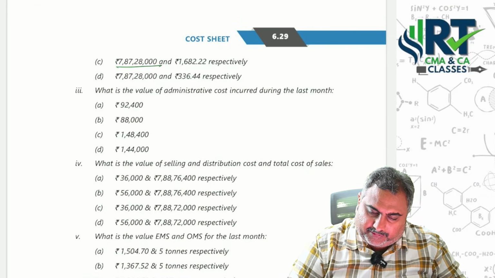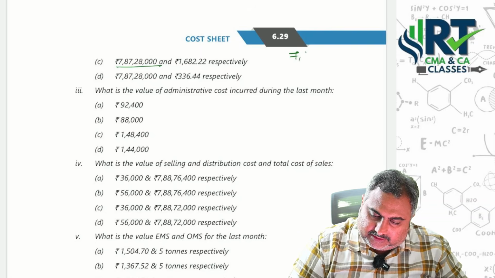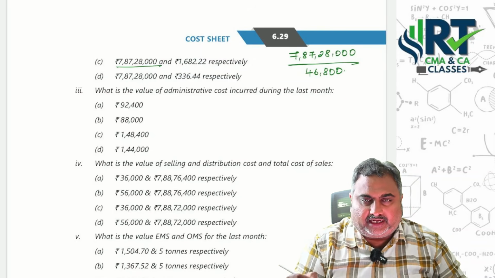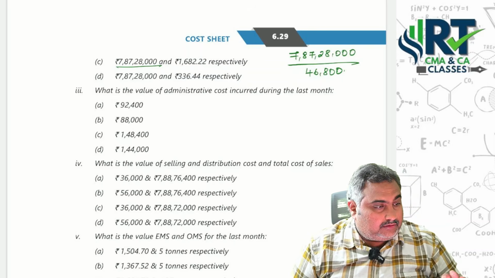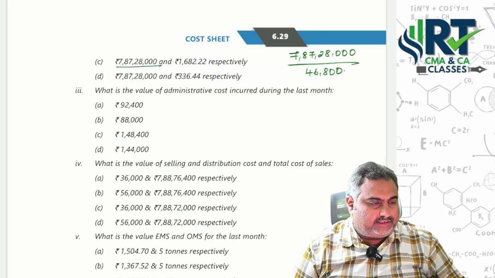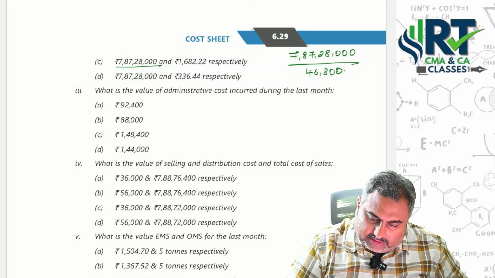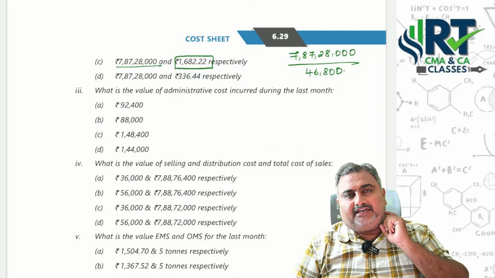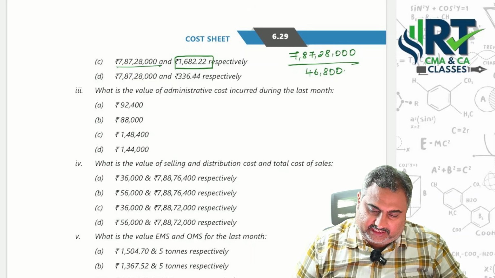This one, and per shift equal to 7 crore 87 lakh 28,000 divided by totally 46,800 man shifts. So that is equal to 7 crore 87 lakh 28,000 divided by 46,800. So that is equal to 1682.22. This is the second way.